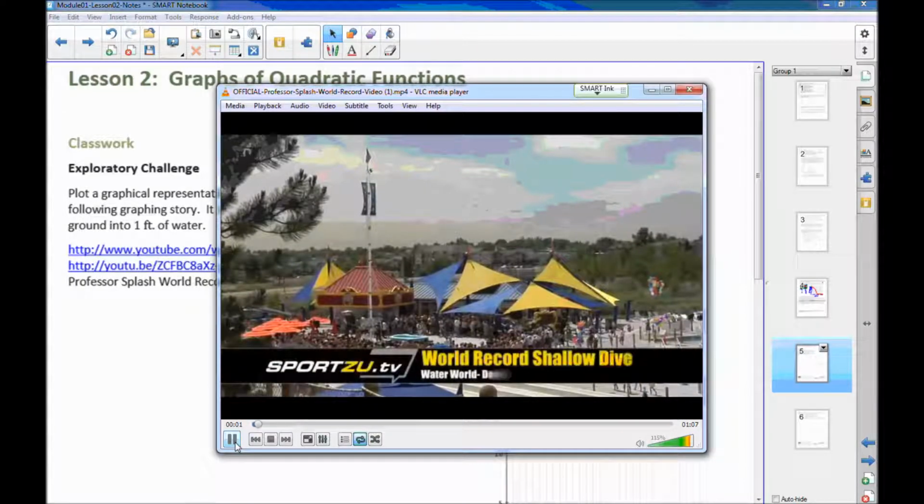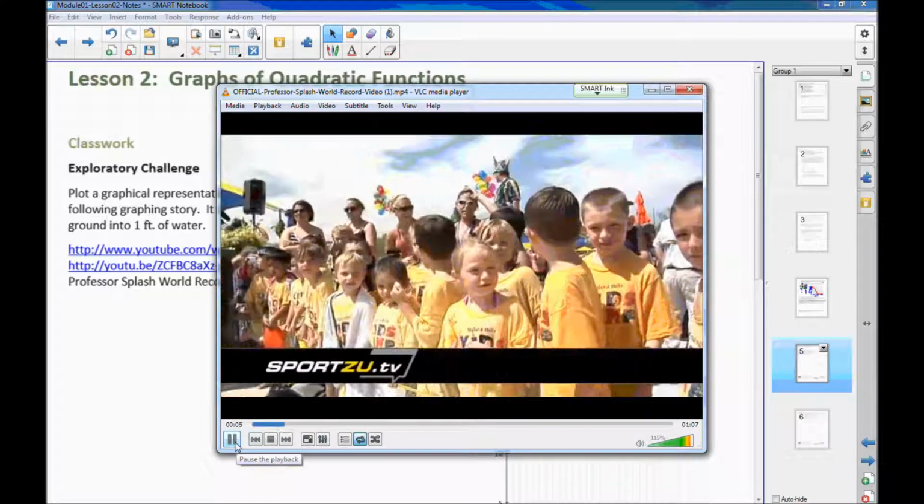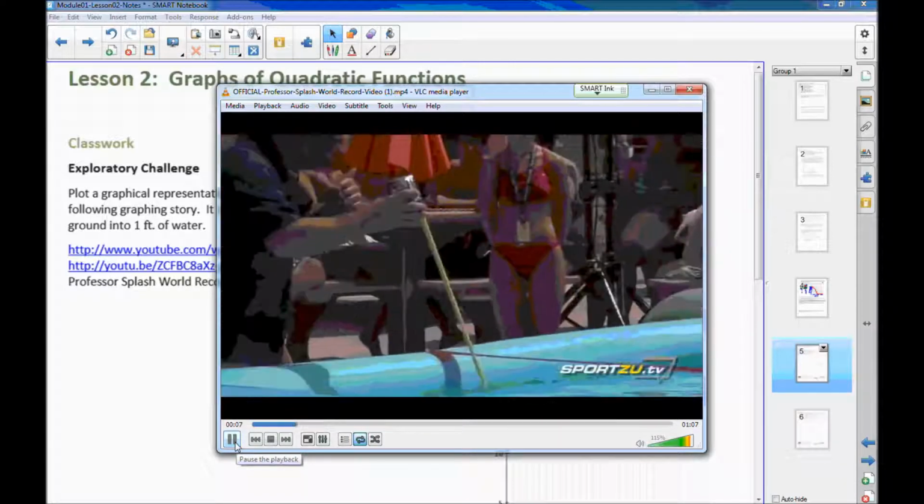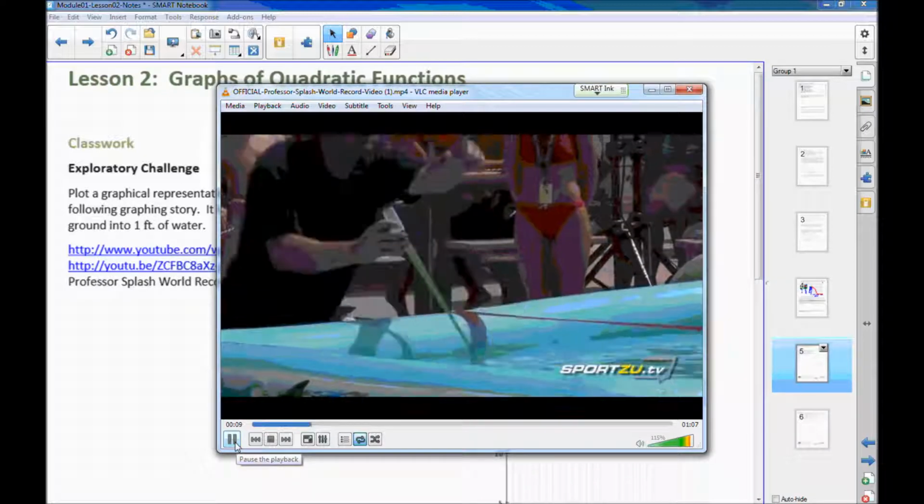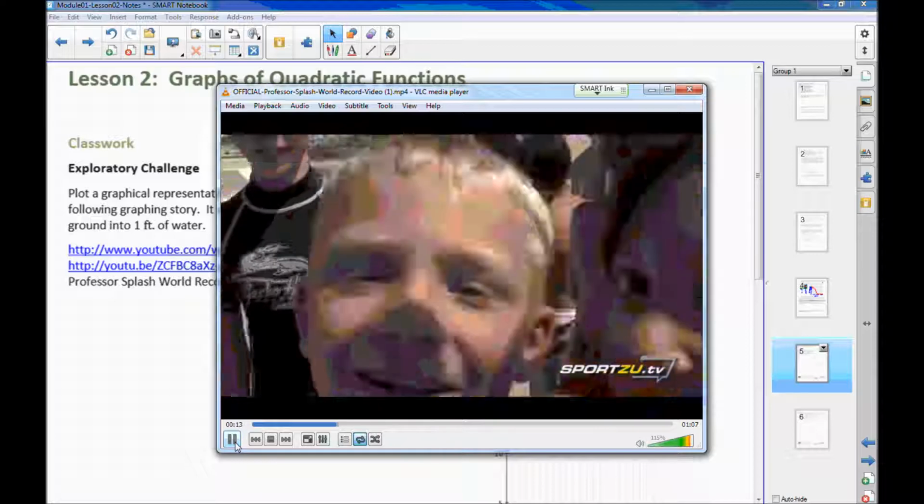Okay, so here is the video of the world record shallow dive. Let's watch it through twice, or maybe just once, I think. All right, so he's measuring the pool here, 1 foot deep.